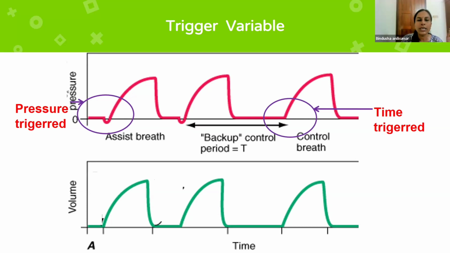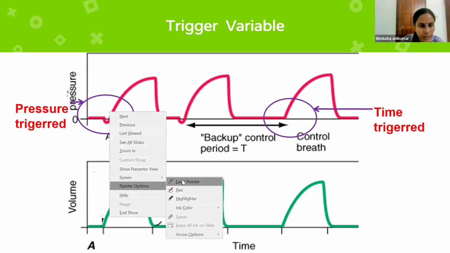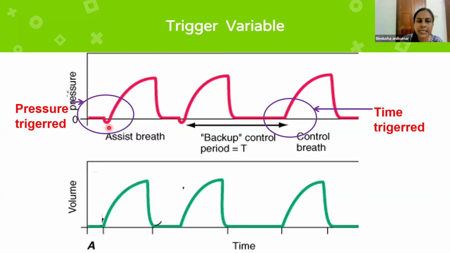Okay. So in this picture, you can see that. Let me take my pointer also. Okay. Here in the first breath, you can see that it is a patient triggered breath. You can see that there is a dip in the pressure, which is detected by the ventilator, and the ventilator has given an assist. This is the assisted breath. Why? Because it was initiated by the patient. It was triggered by the patient. And in the next breath also, it is initiated by the patient. So it is also an assist.